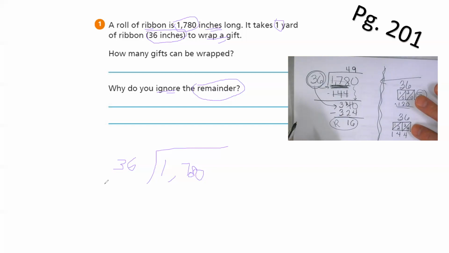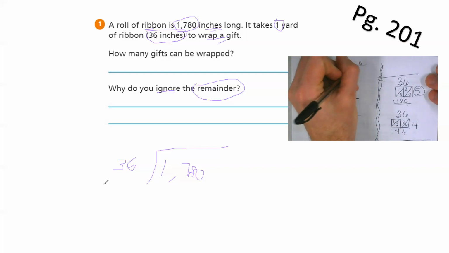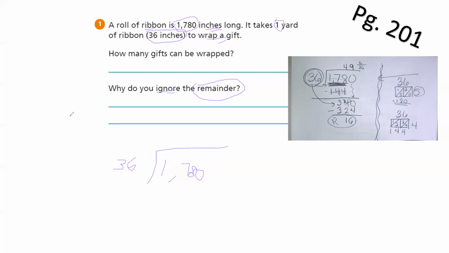So you can make 49 gifts with a remainder of 16. So you can almost wrap half of a gift. The question is, how many total gifts can be wrapped? That answer is 49. And we know why. Why do you ignore the remainder? Well, we ignore that remainder because it is not enough ribbon to wrap a gift. That's why we ignore it.